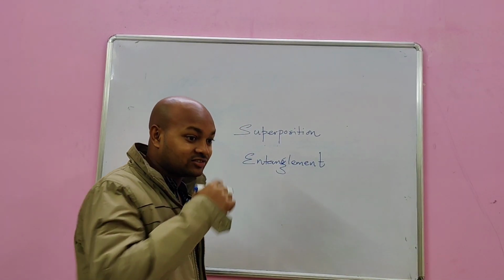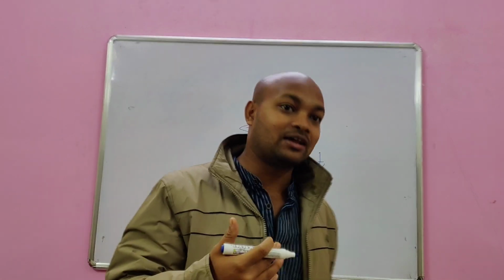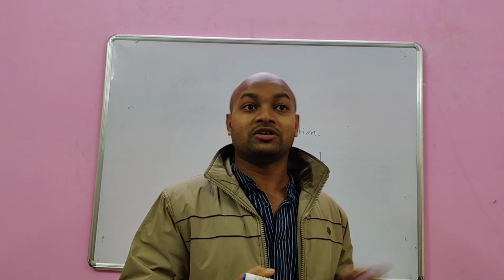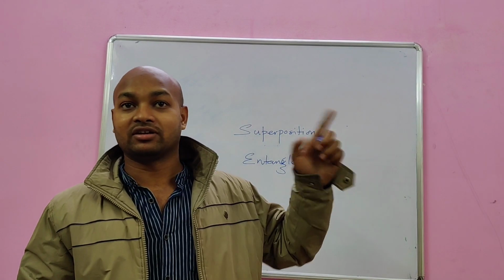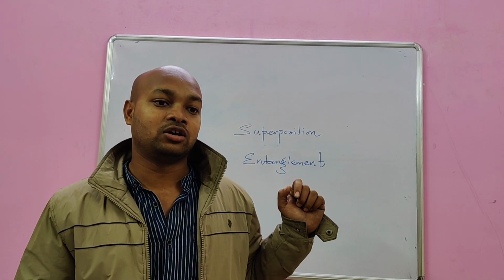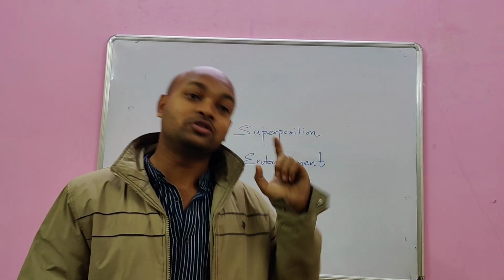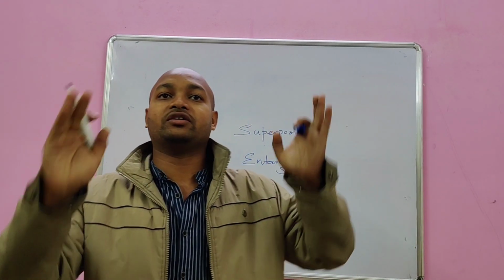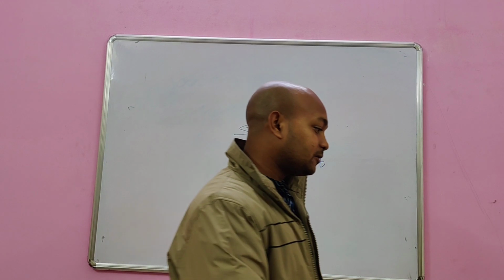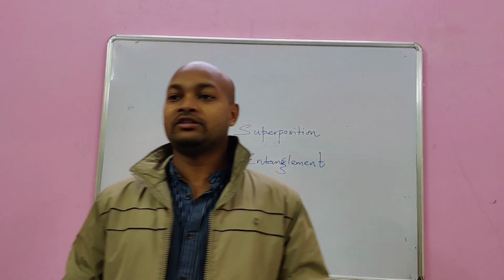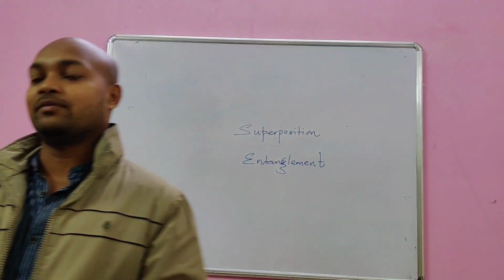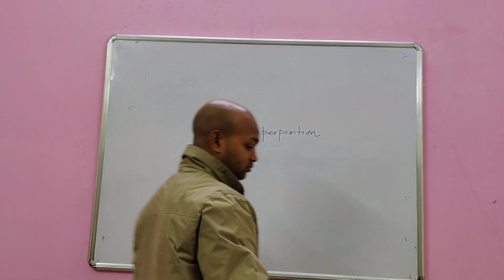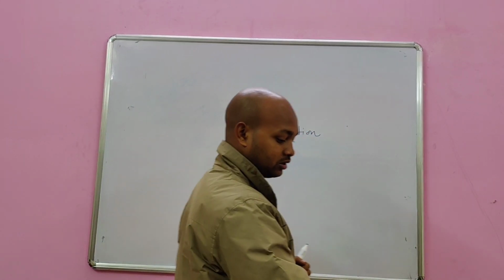Now, to some extent, we would say superposition also exists in classical physics, but then there is no entanglement in classical physics, and the superposition that you see in classical physics and quantum physics are quite different. So let's see first superposition, and then we'll deal with what's entanglement. Okay. So what do I mean by superposition?